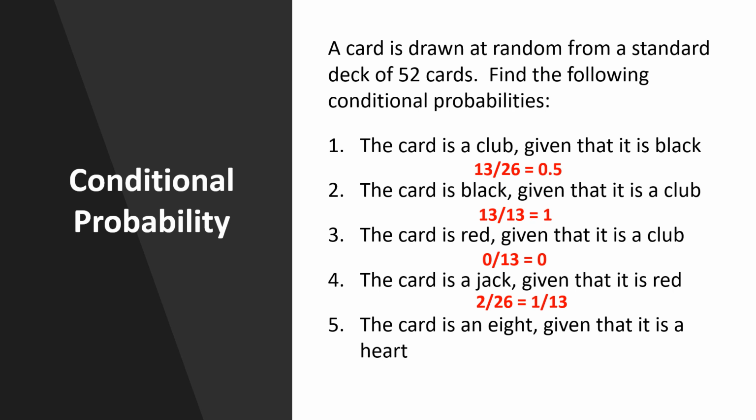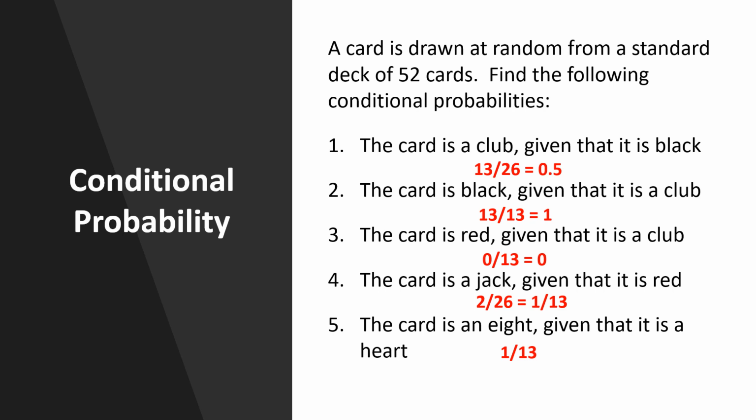Number 5, the card is an 8 given that it is a heart. Our sample space is only hearts. There's 13, so our denominator is 13. Out of those 13 hearts, how many of them are 8? Well, there's only one 8 of hearts, so that would be 1 out of 13.